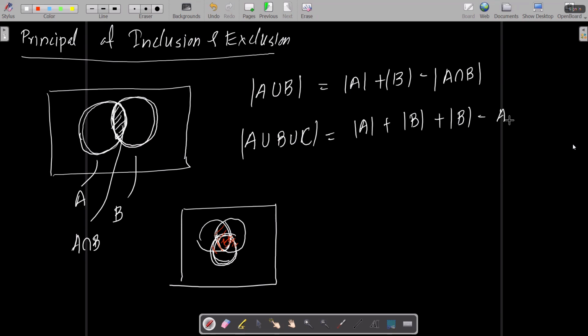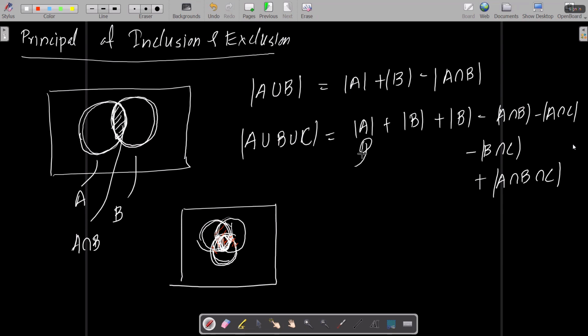It means A, B, A, C, B, C. And now see this middle part. What happens to that? When you add these 3, it will be added thrice. And when you are removing these things, it will be removed 3 times. So now it is not here, because you have added it 3 times and removed it 3 times. So you have to add it. So this is valid for any case.